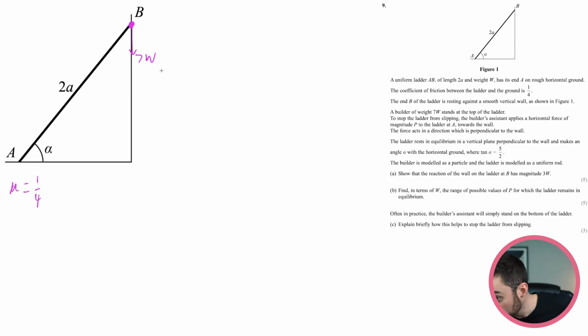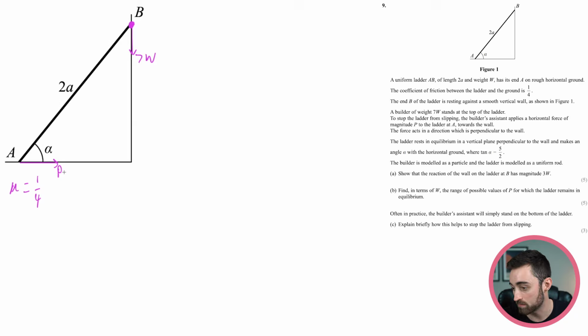Sick. To stop the ladder from slipping, our mate's assistant applies a horizontal force of magnitude P to the ladder at A towards the wall, okay? So there's someone down here pushing it towards the wall. The force acts in a direction perpendicular to the wall, okay? So it's basically going to be going towards the wall, straight like this, perpendicular. So over here, I've got P. Cool. So I'm cashing it in, right? I'm not going to have to read all this again.